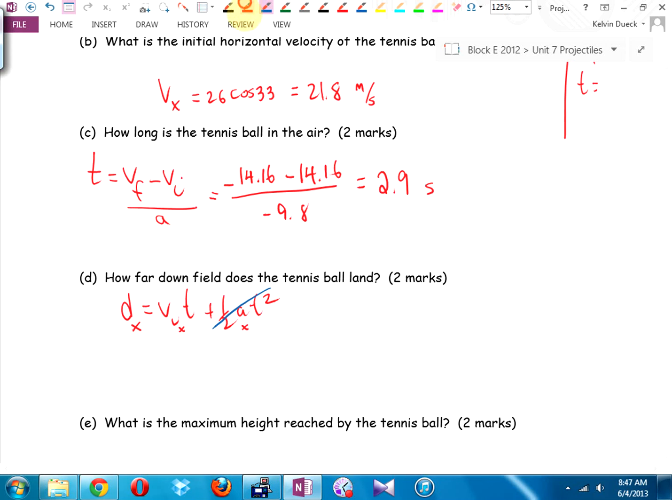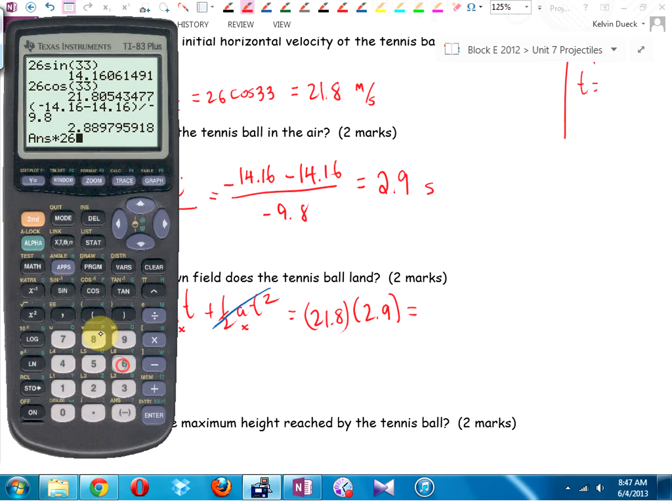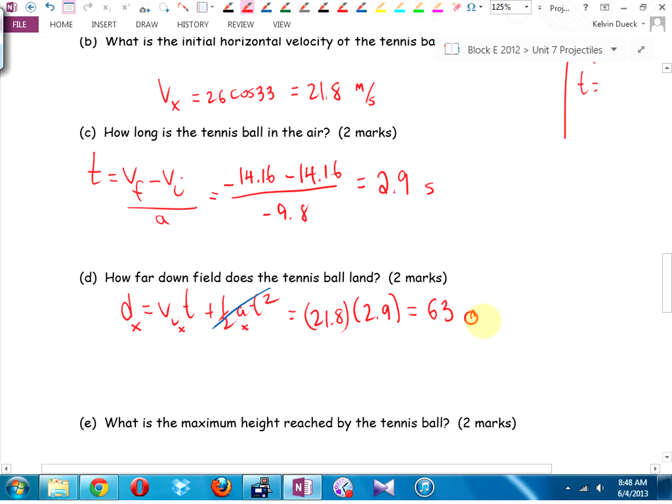So, if I hear you correctly, you're saying it's just going to be Vx times t. Vx was 21.8. T was 2.9. But I'll use the more accurate 2.8897 that I have stored on my calculator. In fact, if I really want it to be accurate, instead of using 21.8, I could say that was 26 cos 33, because that's really what Vx was. 62.9, 63.1. I'm going to go 63 meters even.